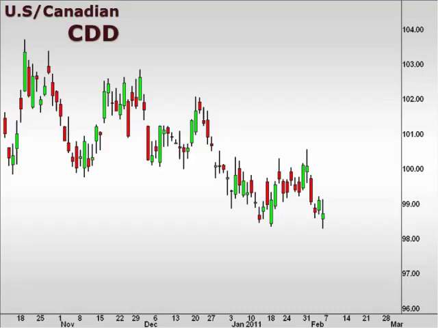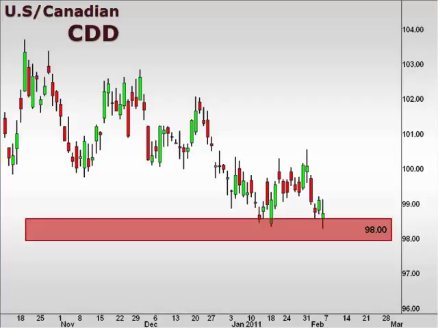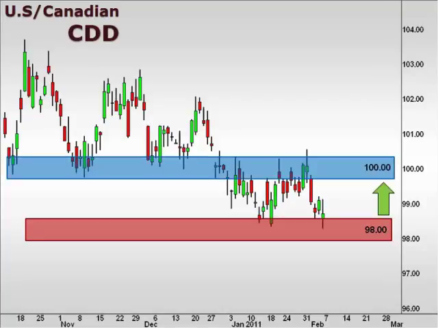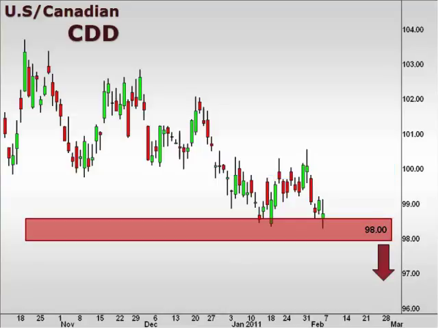Let's take a look at the CDD, the U.S. versus the Canadian dollar. Well, the CDD completely reversed, slipping all the way back down towards 98. Now, this level should act as support with a bounce likely to meet resistance at this 100 level. A break below 98 will signal the continuation of the downtrend.